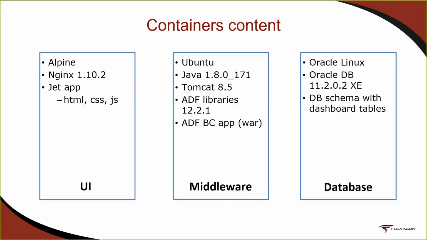But today we are going with microservices and containers, and our microservice is a composition of 3 Docker containers with the following content. Our front end is based on Alpine Linux with Nginx web server and an Oracle JET application. The middleware layer is based on Tomcat application server with pre-installed ADF libraries and an ADF Business Components application exposing the REST API. And the database container comes with Oracle Database XE Edition, and it contains all necessary tables for the microservice.